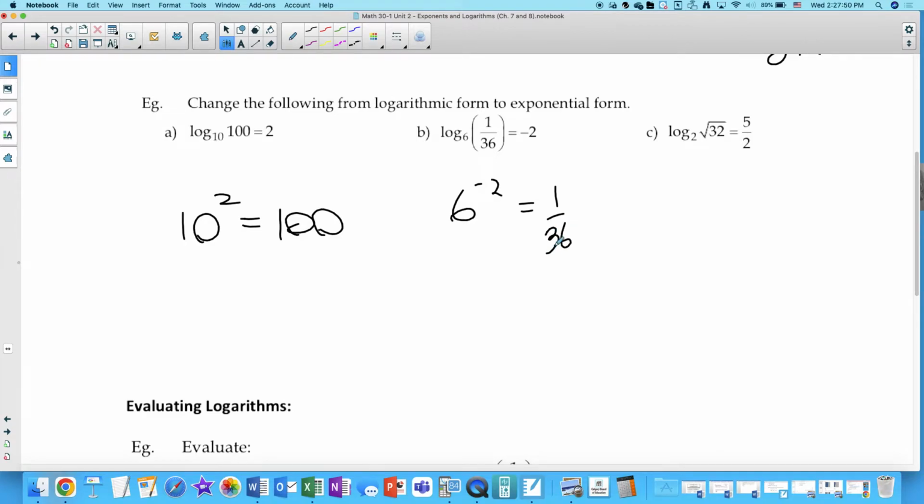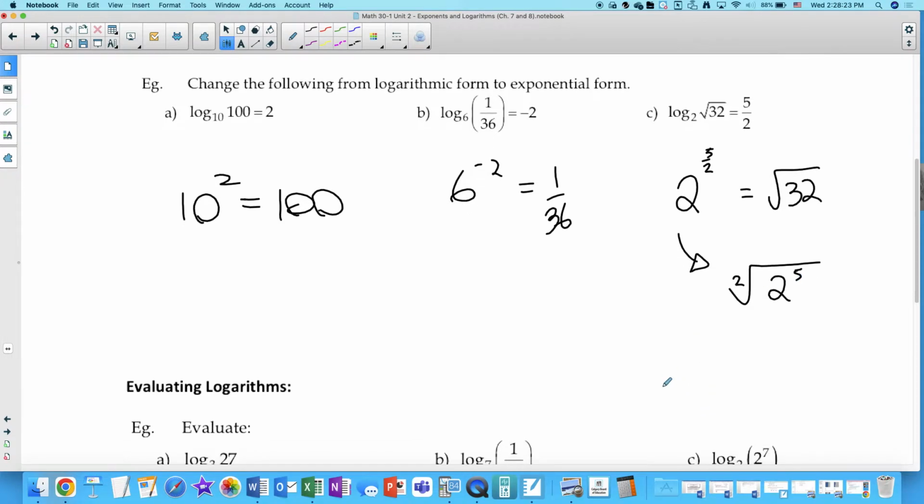Okay, and here the base will be 2, to the exponent 5 over 2, is equal to the square root of 32. Now this is also true because this guy in radical form is the square root of 2 to the 5. 2 to the 5 is 32.